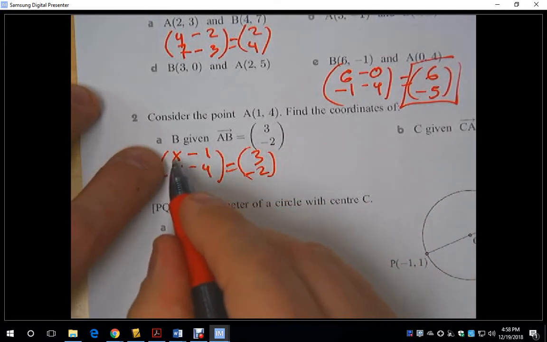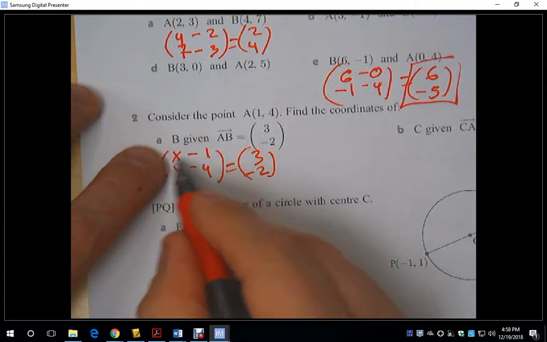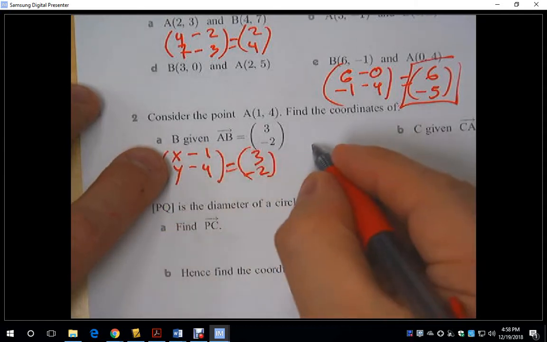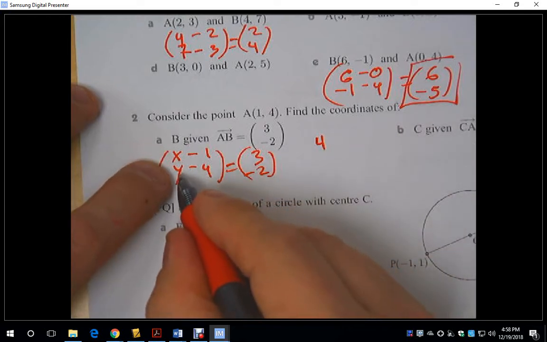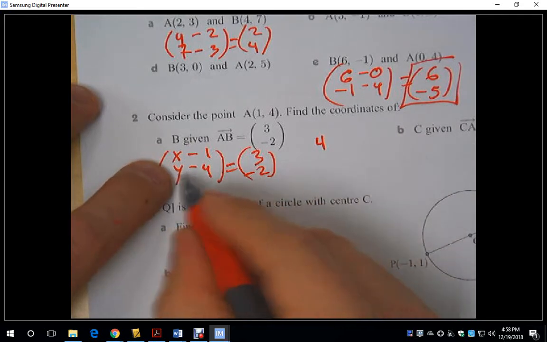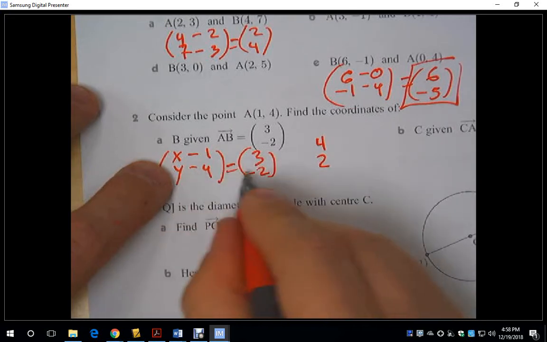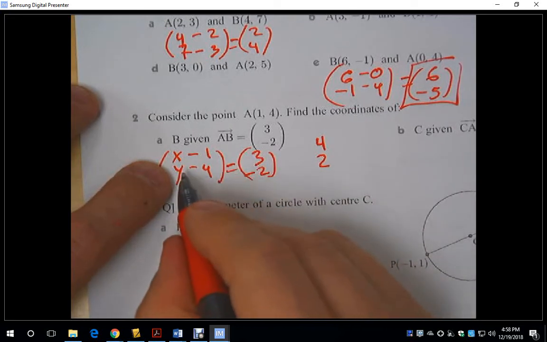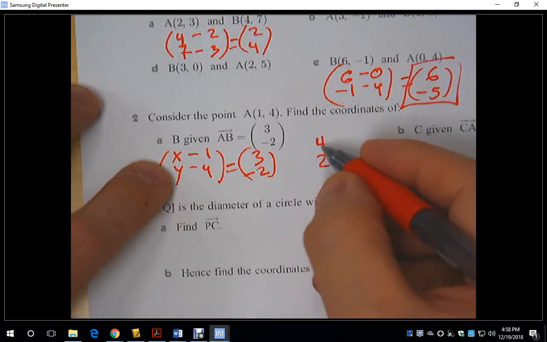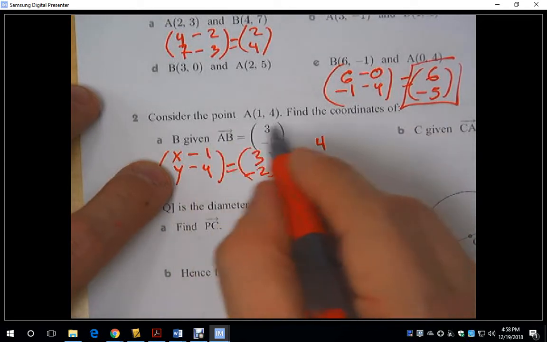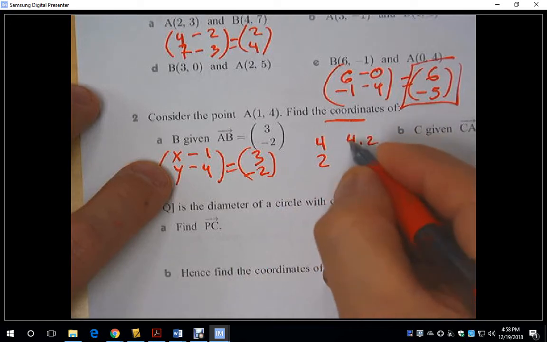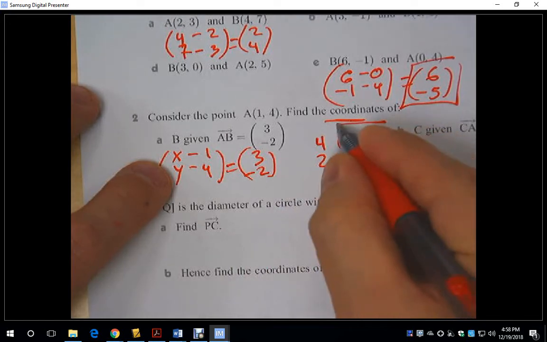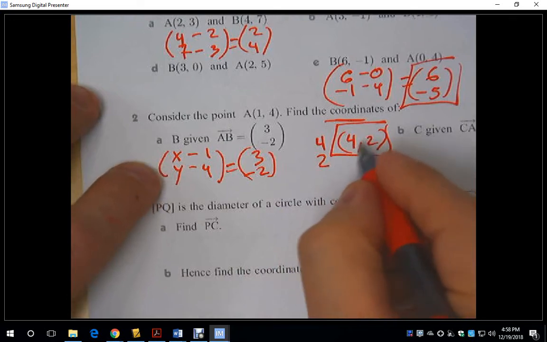So what is this x value that will give me 3 over here? Well, that would be 4. So we have 4, and what would the y value be so that we get negative 2? That would have to be 2. We could just do proper algebra to isolate our variable to get this. We're looking for a coordinate, so let's not write this like a vector. Let's write it as the coordinates (4, 2).